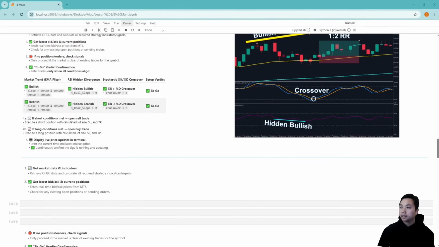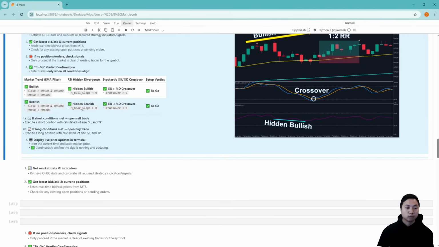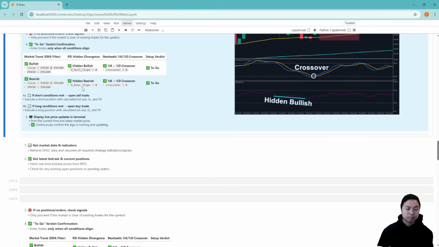Similarly, for a bearish setup, we would like to have the price below these two EMAs, and the EMA 200 larger than the EMA 50, and then we check the hidden divergence. Again, we use the slopes to check whether or not they are against the trend, and we also check the crossover in order to enter a short signal. If all these three align, we are going to enter a short trade.